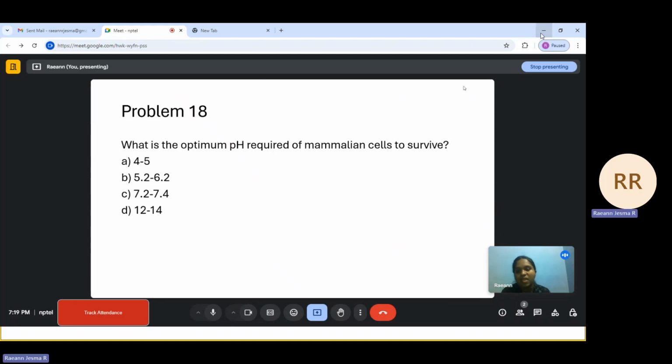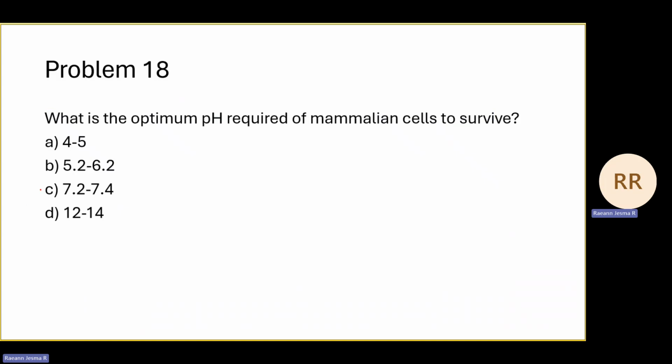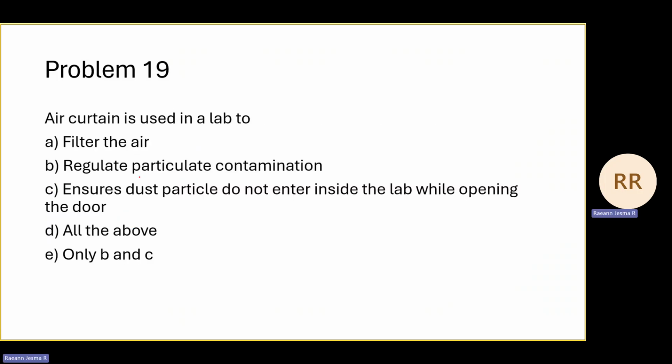Okay, the correct answer is option C, 7.2 to 7.4. So this is around 7, which we call as neutral. Okay, this is less than 7, so it is acidic. And this is greater than 7, which is basic. So the optimum pH required is 7.2 to 7.4. Now let us move on to next problem.